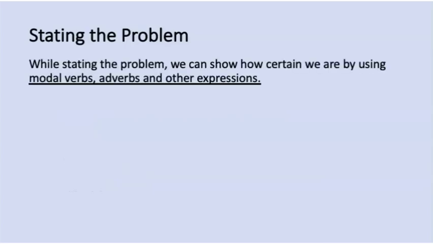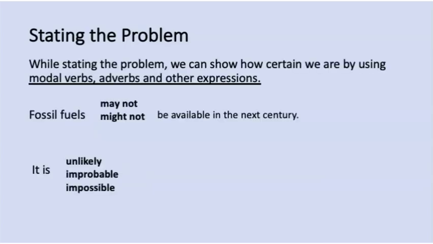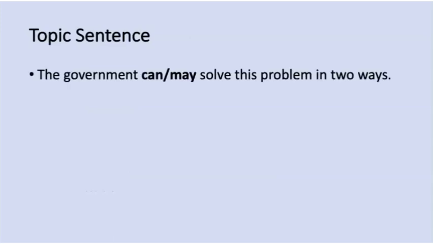Now let's look at the negatives. Similar to the previous example, we have a modal before the verb, may not or might not. We have the negative forms of those adjectives there. Improbable, impossible, these are the opposites, or unlikely. Now let's see how we can write the topic sentence.